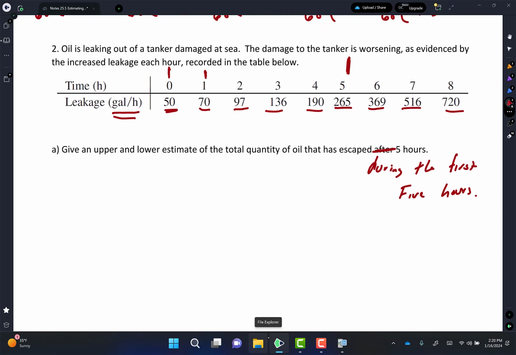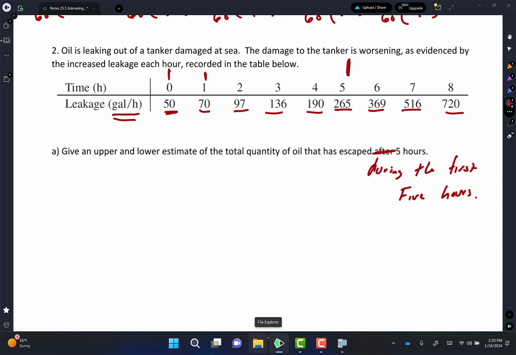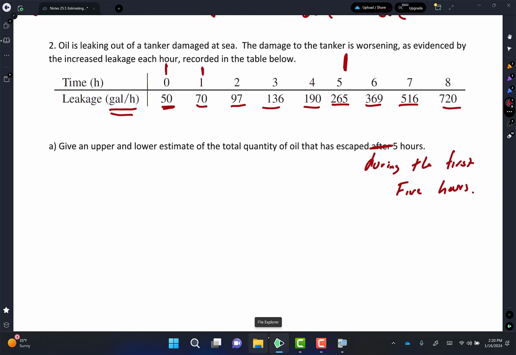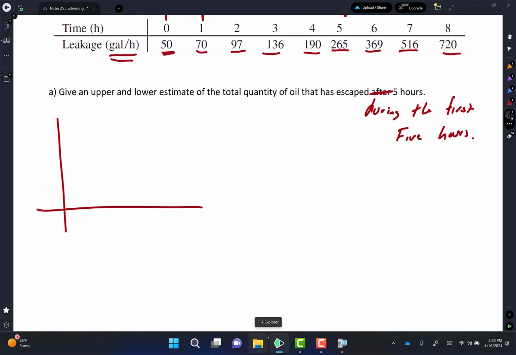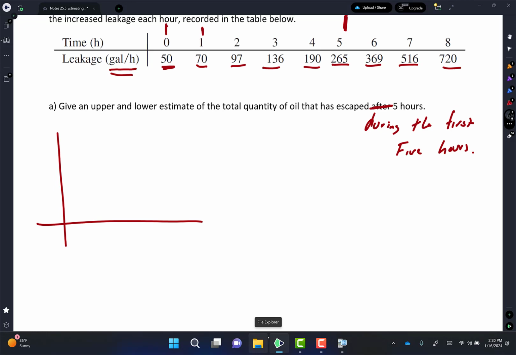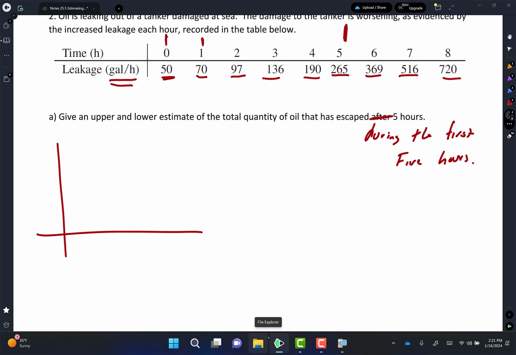Ready, guys? So let's do the LRAM first. If you need a visual, which you might, because some of you are visual learners. I'm going to do both LRAM and RRAM, because in this case it's a strictly increasing function. LRAM will give me lower, and RRAM will give me upper.